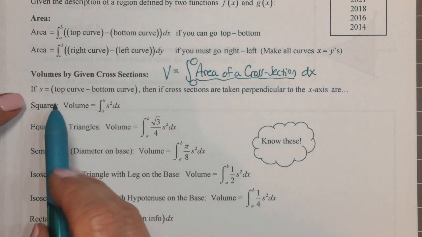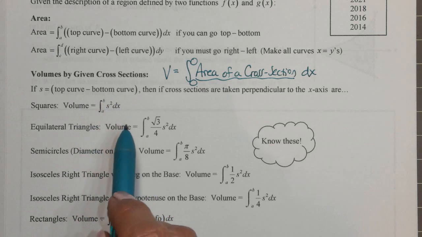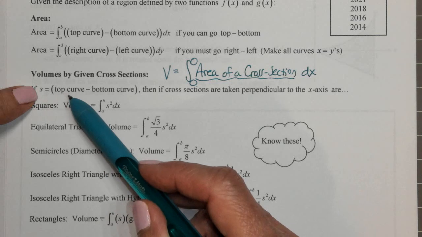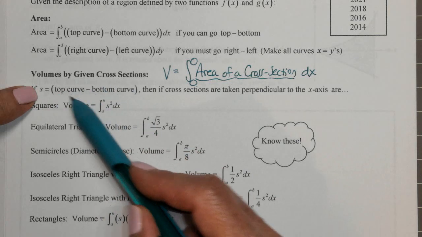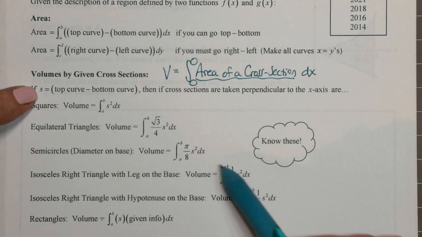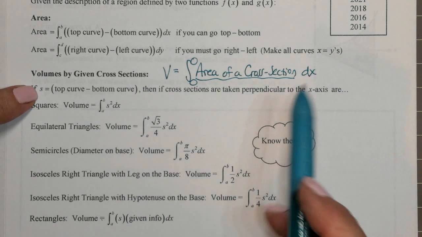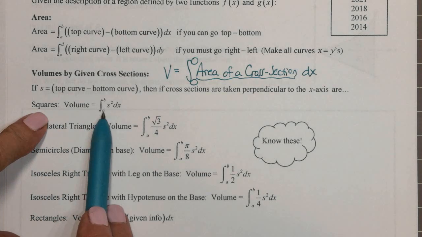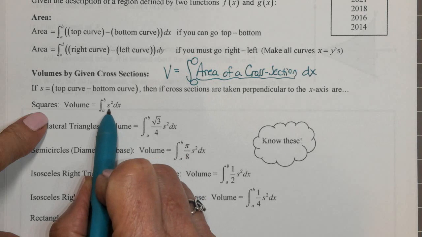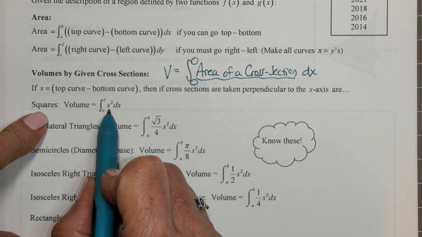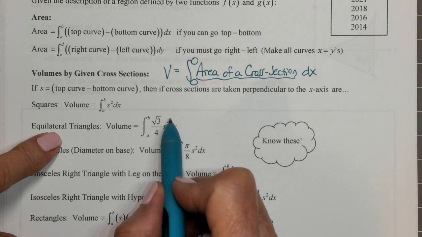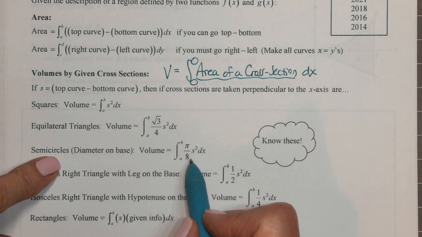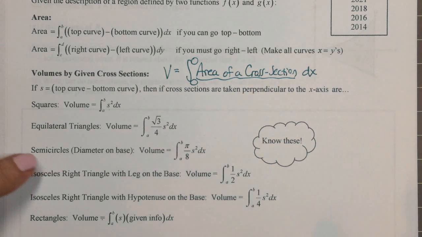All right, so if you're given a cross section shape, S is the top minus the bottom, so there will be x's in that, unless you have to do a dy, then there will be y's in that. Squares: if your cross section is a square, then the area of the cross section will be s squared, because that's the formula for the area of a square. Equilateral triangle is square root of 3 over 4, s squared. Semicircle, pi over 8, s squared. Those are all area of the cross sections.